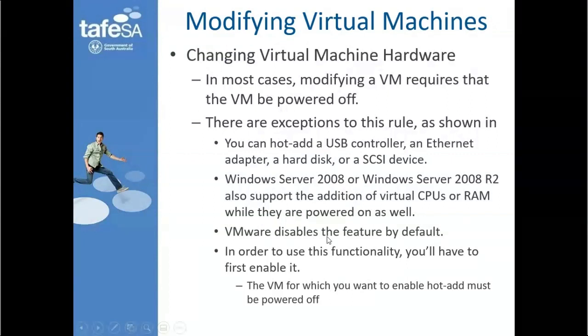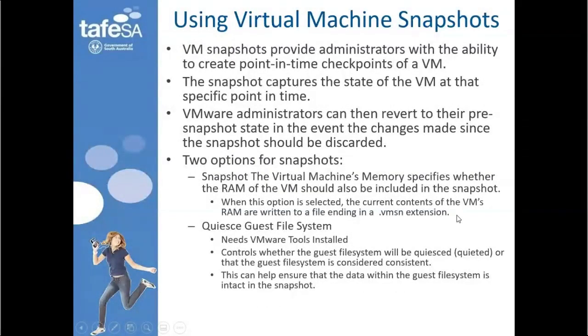So you can hot add USB controllers, Ethernet adapters, hard disks, or even SCSI devices. Server 2008 or the server grade virtual machines also support addition of virtual CPUs or RAM while they're powered on, because the operating system can support it. But VMware disables this feature, and basically to enable it, you have to turn the machine off anyway, which is probably a one-time thing.